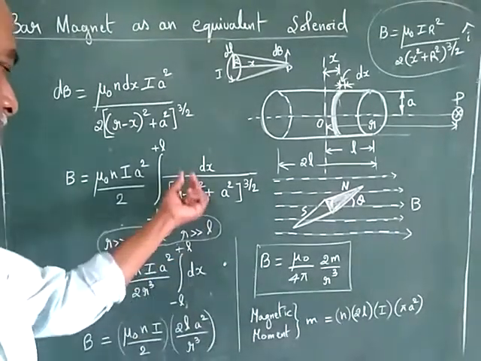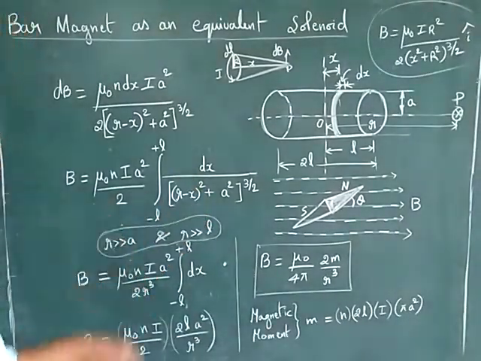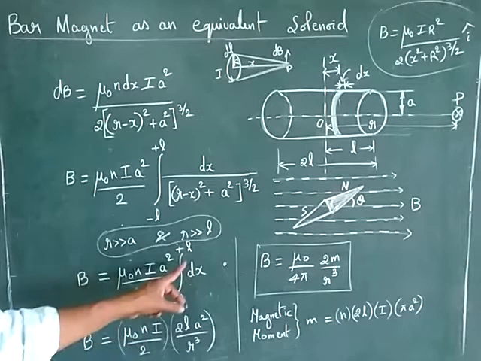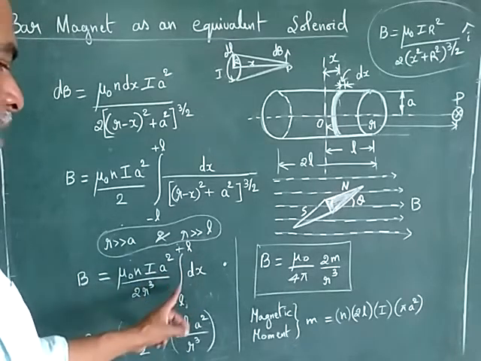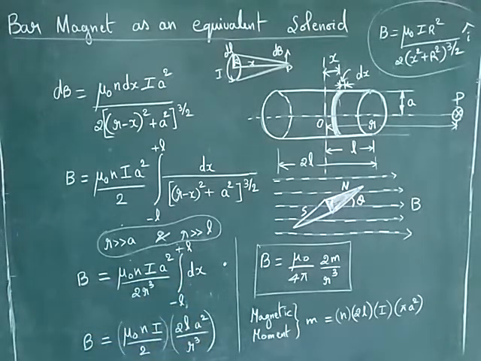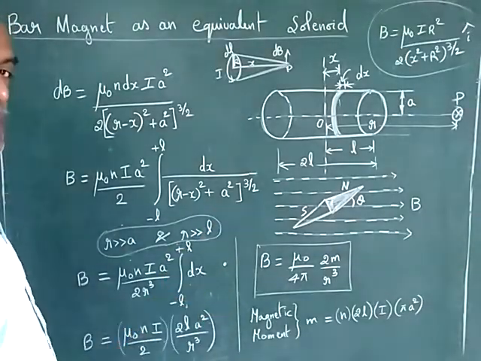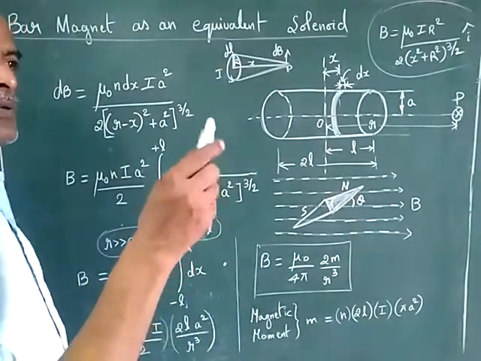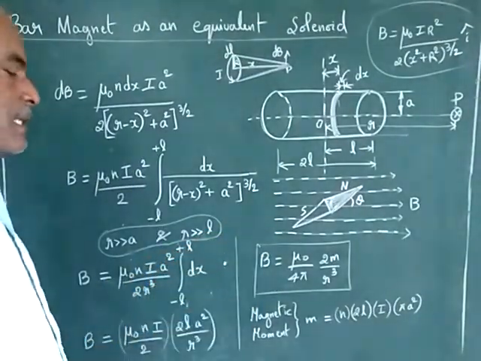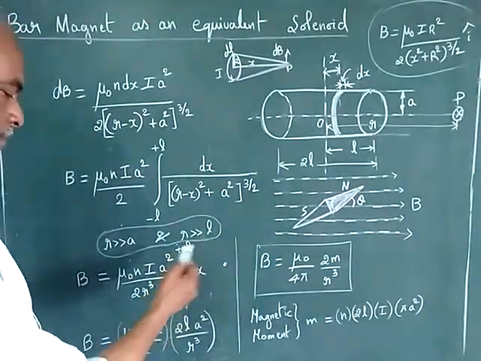So this R cube is in the denominator, that is taken outside. So we will get R cube outside. So finally we have only integration with respect to dx. Integration of dx is x, and the upper limit is L, lower limit is minus L. Upper limit minus lower limit, L minus (minus L), so you will get 2L.